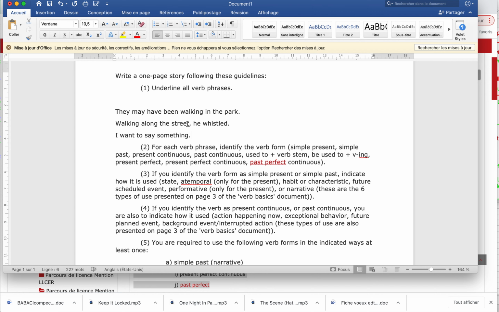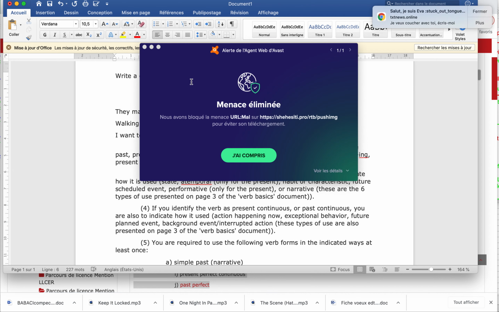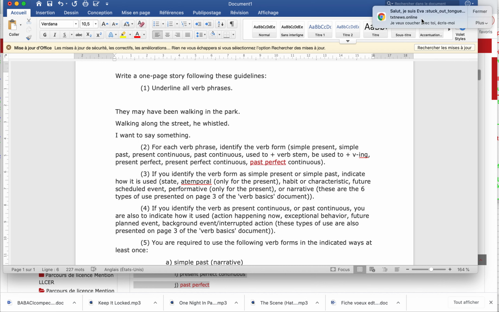Because otherwise, you're not going to have the kind of control you need, and it's going to make it that much harder to identify the verb form. Now the verb forms, we've seen these. I'm not going to go over these again. Just the idea is you have to be accurate. Don't confuse one for another.